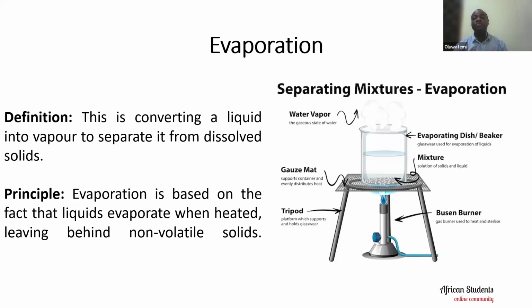And evaporation runs on the principle that liquids evaporate when heated, leaving behind non-volatile solid. So when you heat a liquid, because of their volatility, they will evaporate. Now the non-volatile solid remains in the container that you have. And when you look at the diagram beside me, you can see that makes a very good example. You have a mixture of a solid that has been dissolved in a solution. So a solid and a liquid mixed together to form a solution. I want to separate out the solid part.